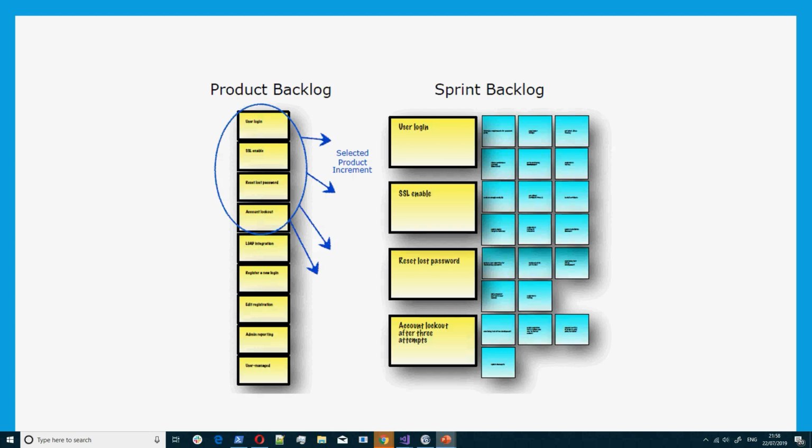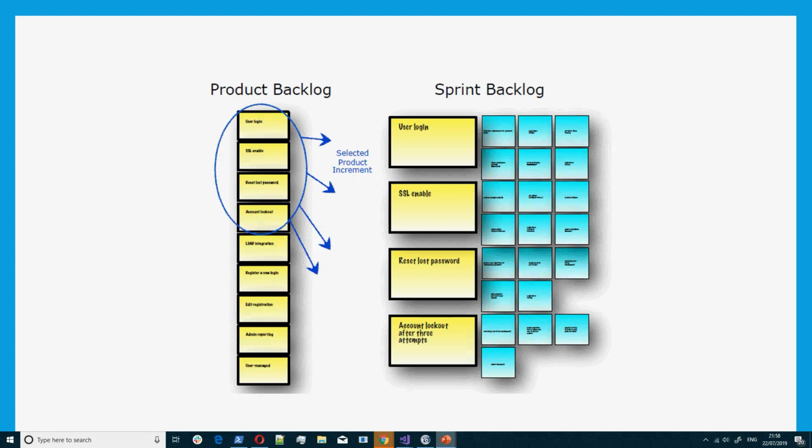Then after you move them into the sprint backlog, you will now break them down into different tasks that you need to do. So you can see User login is the first one, SSL enable is the second one, reset lost password is the next one, then account lockout is the next one. Each of them, you will break down, and you would start working on them. In some cases, you would move each ticket into different parts to say maybe it is now in progress, it is done, and it's ready to release. So you can move them into that.